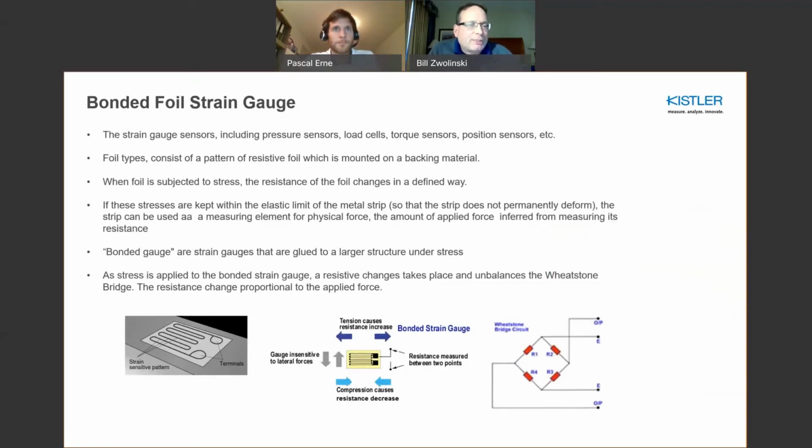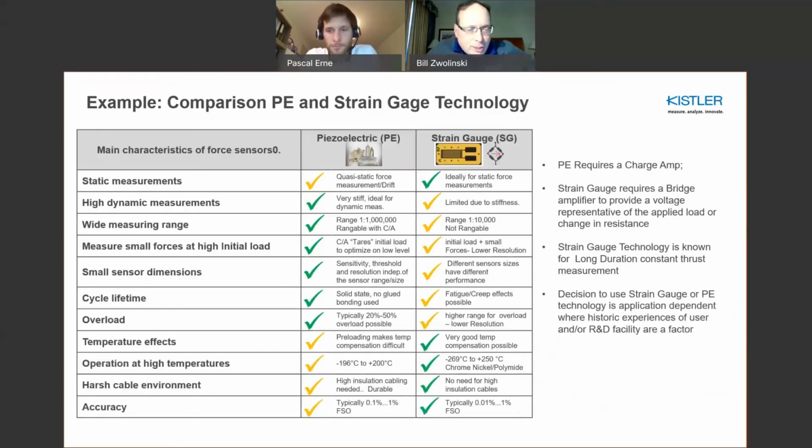And that change of resistance is directly proportional to the amount of load. So pretty straightforward. So on that basis, the question always comes up is, hey, what about strain gauge technology and piezoelectric? And I often find putting these types of comparisons together always a challenge, because it's hard to sometimes generalize, but I tried to take a shot at it here to give a perspective.